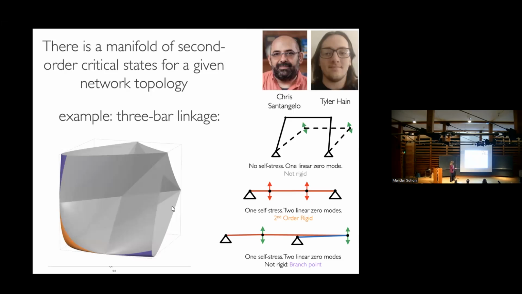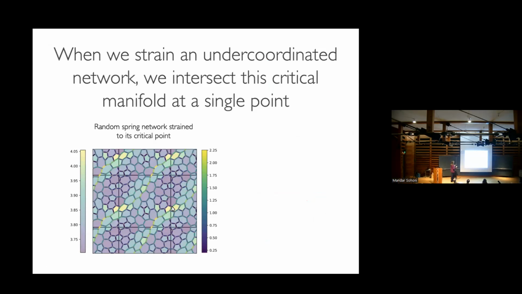But the key thing I need to tell you is that every system, this is the simplest one and I can show it to you, but every fiber network model, vertex model, and so on, that's under constrained has this beautiful manifold embedded in it. That's the second order rigid critical manifold. And when you strain an undercoordinated network, right?